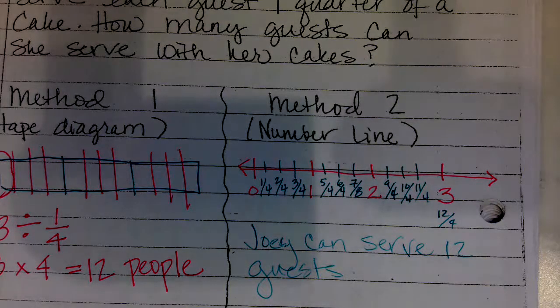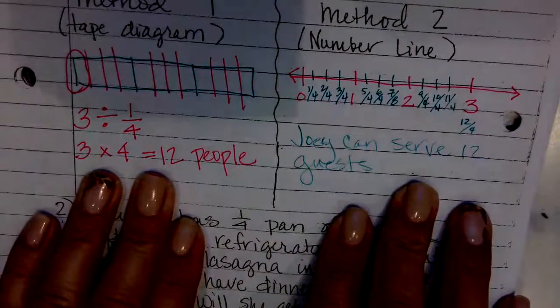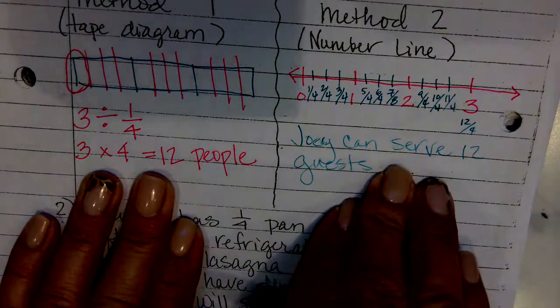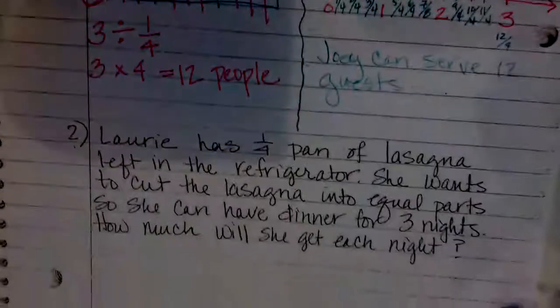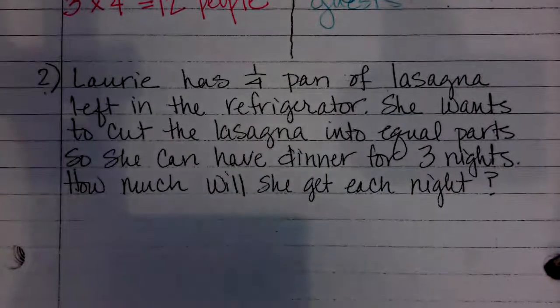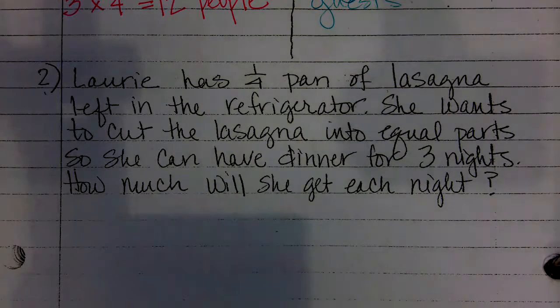That is problem 1. Now let's move on to problem 2. Do you see how we use 2 different methods? I solved it using a tape diagram, I solved it using a number line. Whichever mathematically sound way you can solve this problem is the way you should. However your brain works best and however it sees it and makes sense of the problem, that's the way you want to go. All right, our next problem.